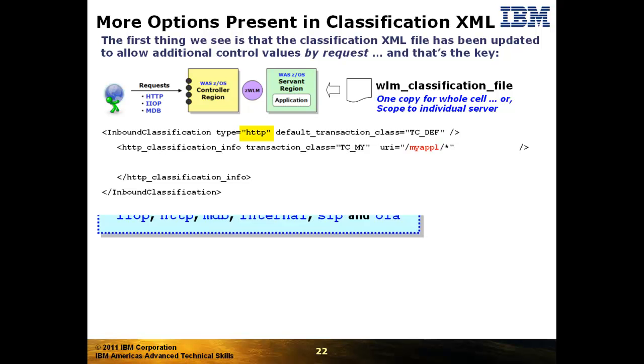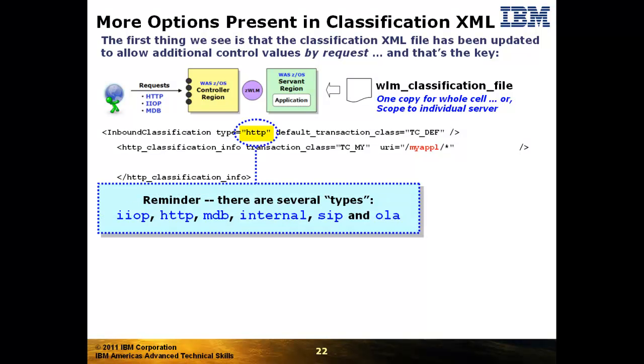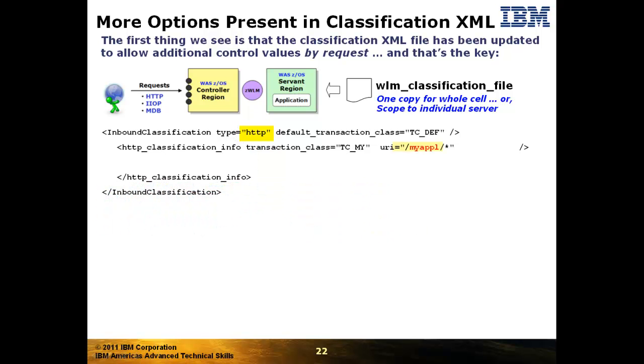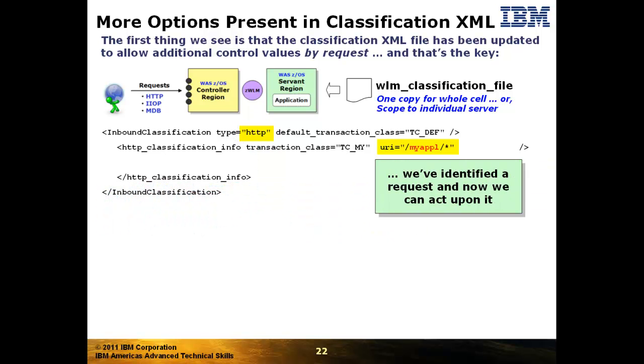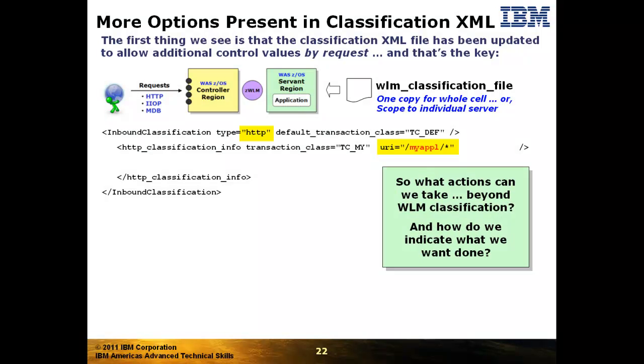And remember, there are several request types, not just HTTP. Any given classification XML file may be used to classify one, several, or all of the different input types. The URI is what we use to identify an HTTP request. If an HTTP request comes in and matches one of the URI masks, then WAS has a handle on how to classify the request. So what can we do beyond merely WLM transaction classification?